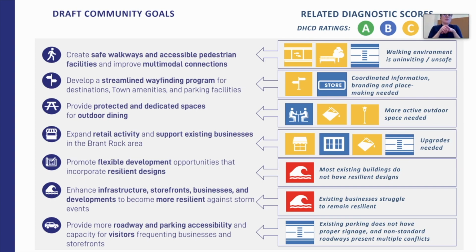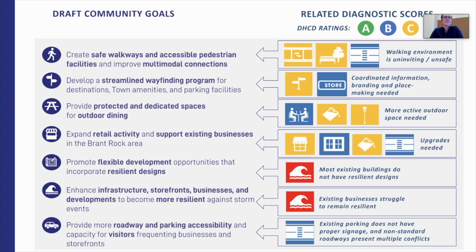Third goal is provide protected and dedicated spaces for outdoor dining. So you received a B for storefront level outdoor dining. However, facades and lighting definitely need to be improved. If you have these outdoor facilities, you need to make sure that there are adequate outdoor amenities for those dining outside.